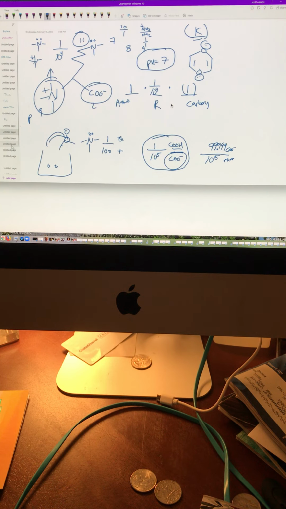So the probability of the R group being neutral at pH 7 is 1/10⁴. Would the probability of the R group being neutral be...? Yeah, I agree with that. Yes, Max, that's why it's here. Yep.